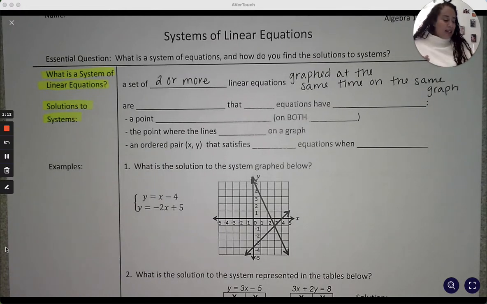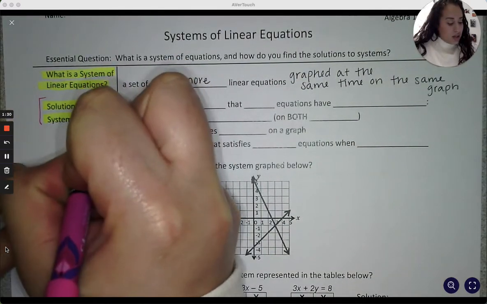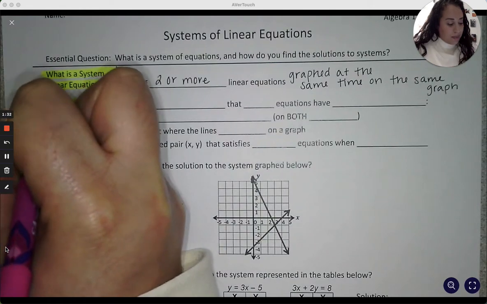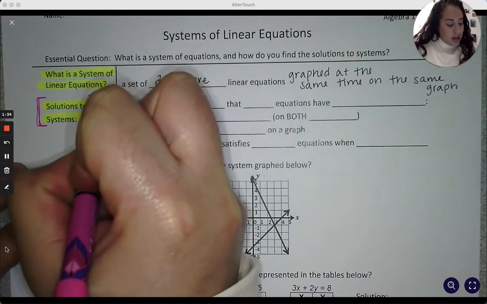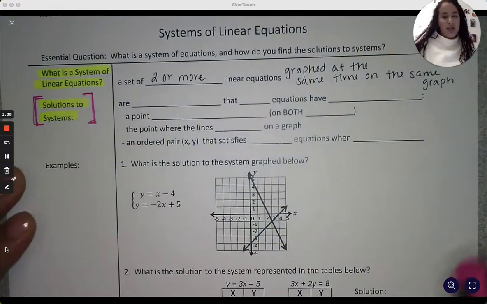All right, sometimes they can make really cool shapes, other times they just cross, sometimes you can't even tell if there's more than one. So there's a lot of stuff going on usually when it comes to systems. But one of the main questions that they will ask you on the EOC is, what is a solution to a system? Okay, now there are multiple ways to get a solution to a system.